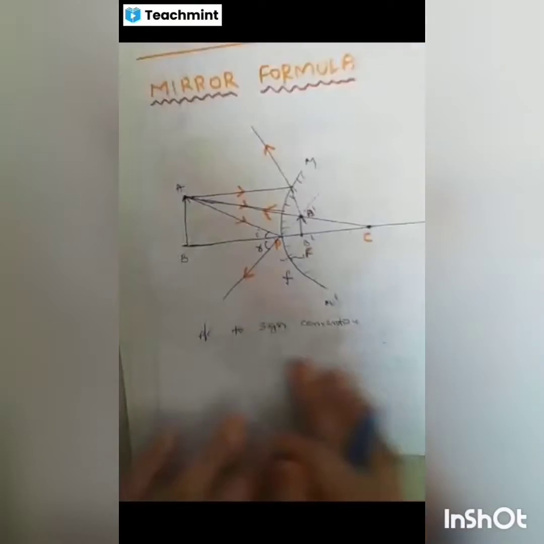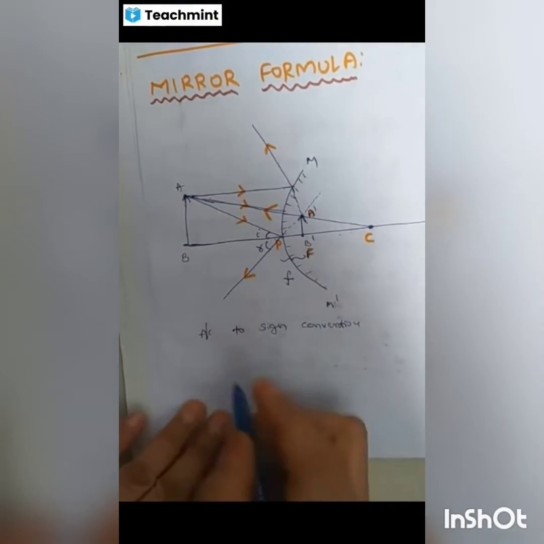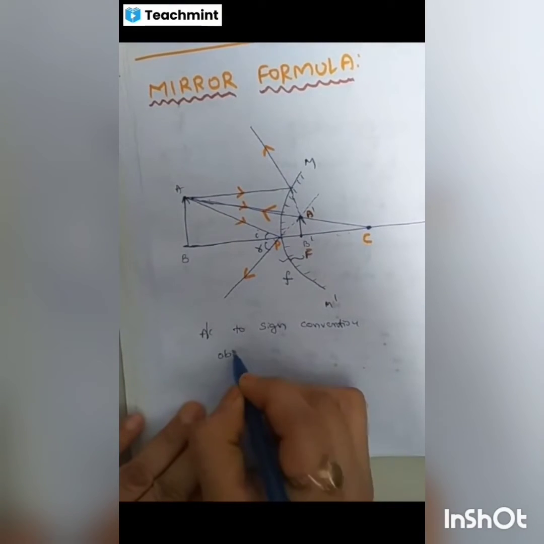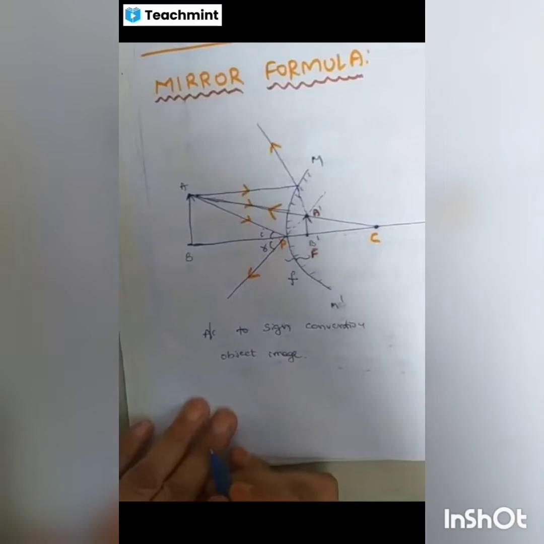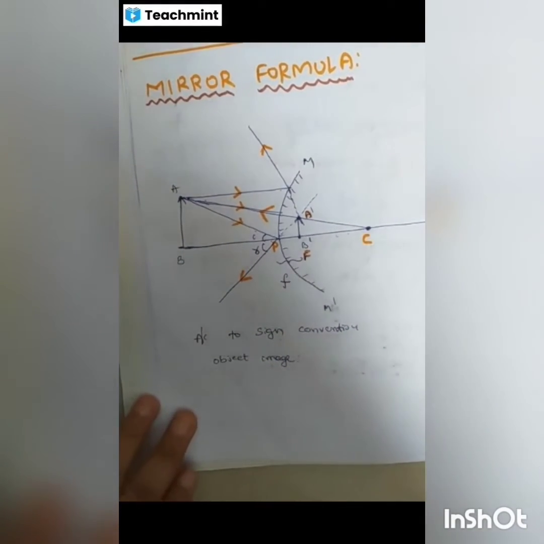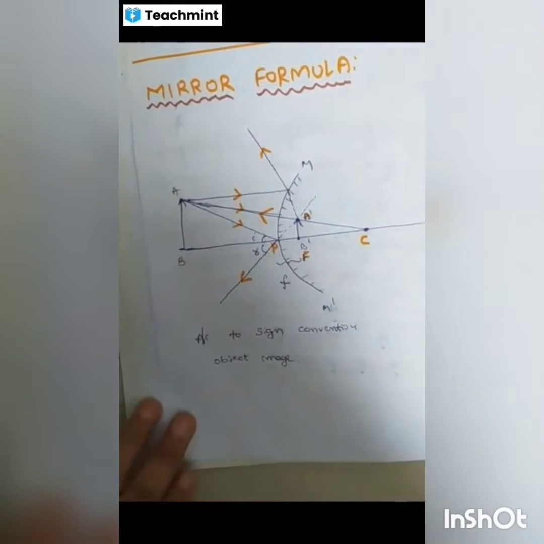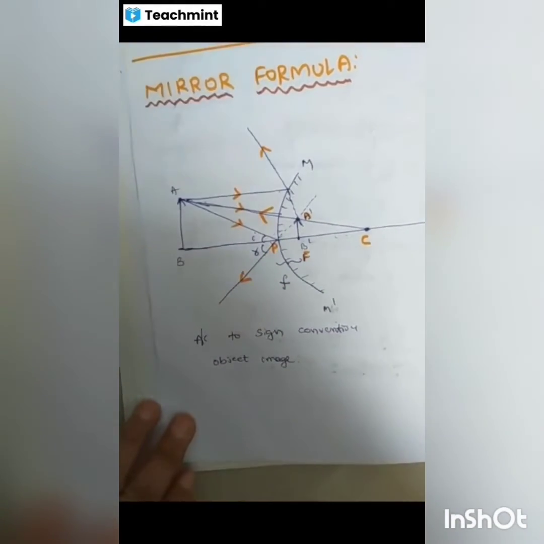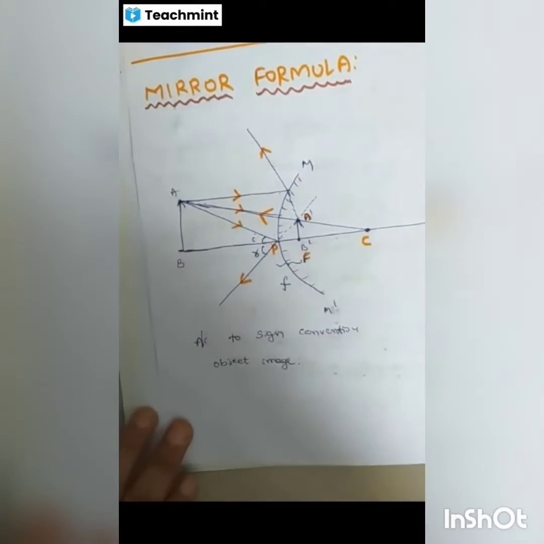According to the sign convention, object distance. Object distance means what? It is U. U means the distance from pole to object. It is the distance from where to where? Pole to object is the object distance.